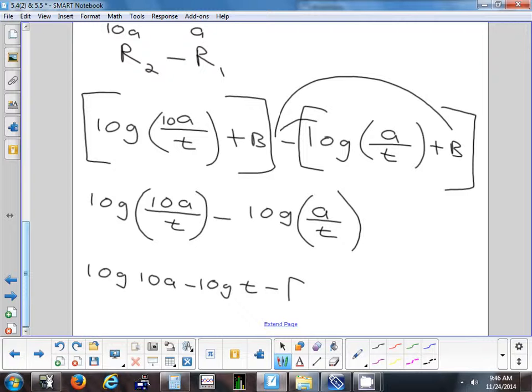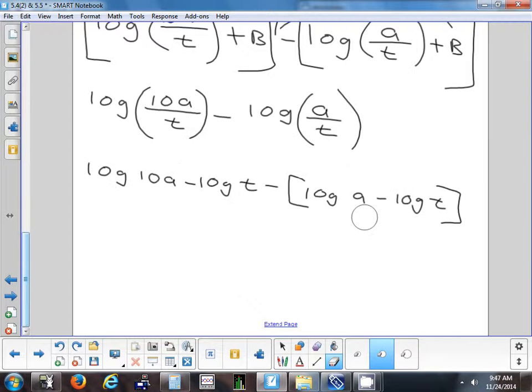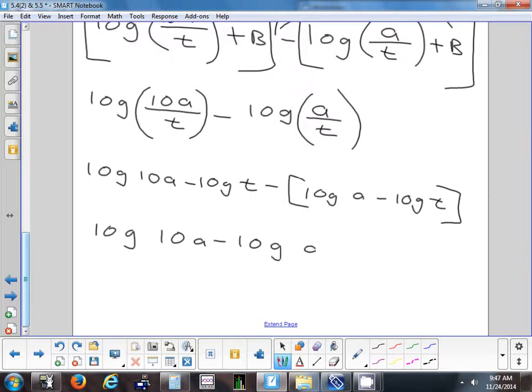And now do the same thing here. Now remember, we have a minus sign in front of that, and we're going to be splitting this into two. So there's a minus sign that's distributed again. Log of a minus log of t. Anybody see anything there that is going to cancel out? Yeah, Josh? Log of t. Yeah, you're going to have log of 10a minus log t minus log t. So that's a minus log t plus log t. Now that's gone. So we just have log of 10a minus log a.